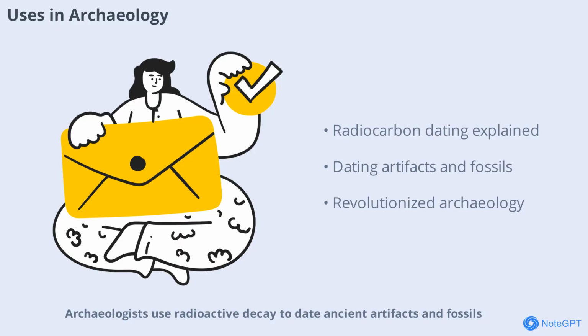Archaeologists use radioactive decay to date ancient artifacts and fossils. The most famous method is radiocarbon dating, which measures the decay of carbon-14 in organic materials. By comparing the amount of carbon-14 remaining in a sample to what would be expected in a living organism, scientists can estimate how long ago the organism died. This technique has revolutionized our understanding of history and prehistory.